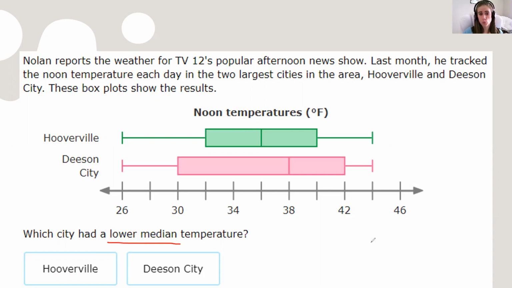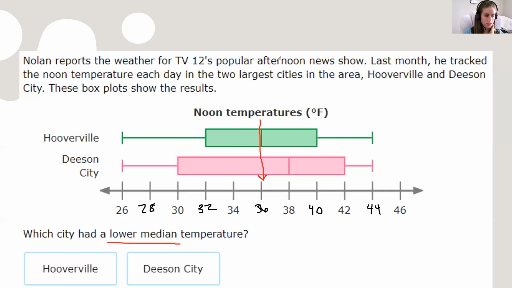In order for us to compare, we first need to find the median for each one. For Hooverville, which is in green, I can see my median is right here. Now, once again, I got to figure out how my graph is counting since they just labeled every other one. I'm going 30, 34, 38. So I'm counting by fours, but skipping a line. So what are we really counting by? We're counting by twos. So 26, 28, 32, 34, 36, 38, 40, 42, 44.